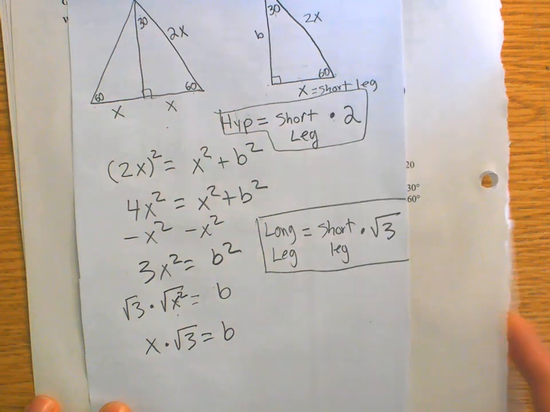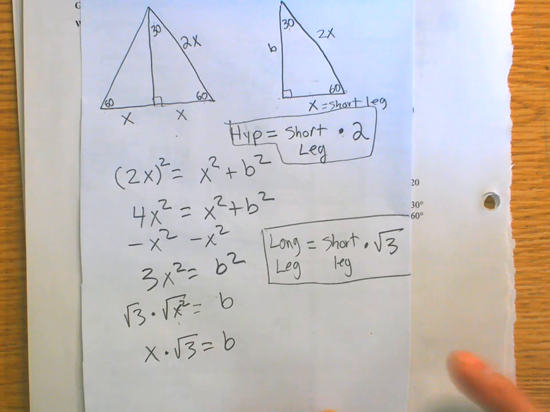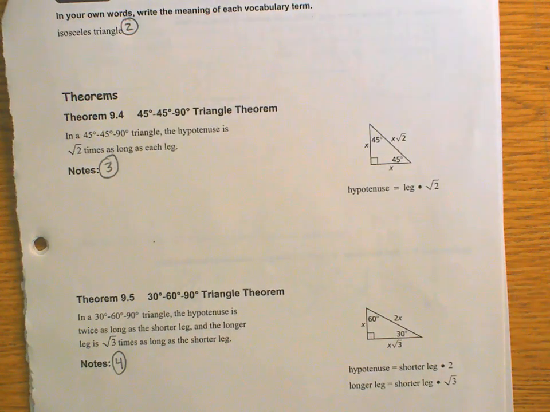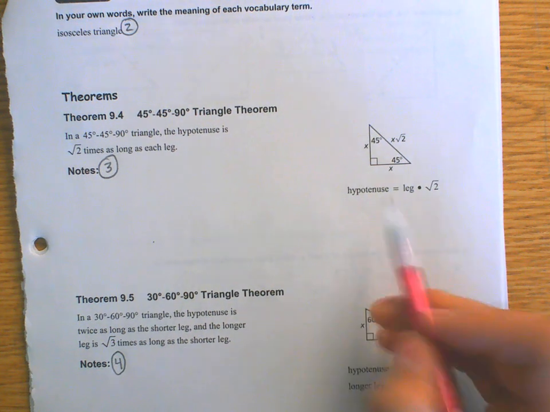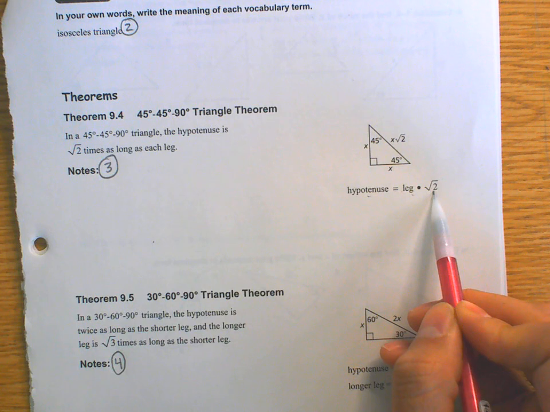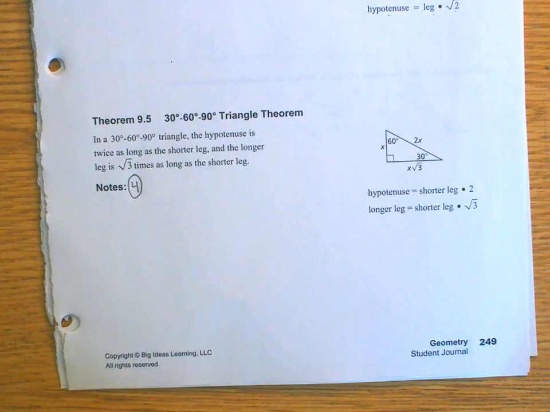So let's go ahead and look at the actual theorems now. The 45, 45, 90 triangle theorem states that the length of the hypotenuse is equal to the length of the leg times radical 2. That one's easy. The next one, the 30, 60, 90, is telling you two properties.